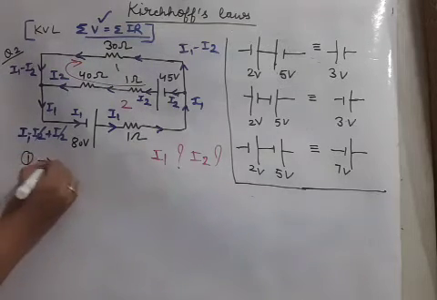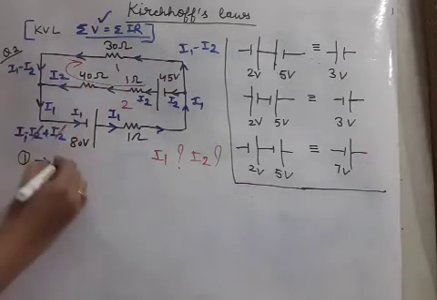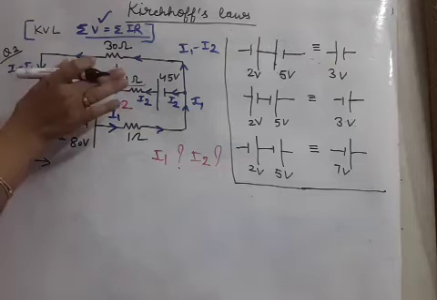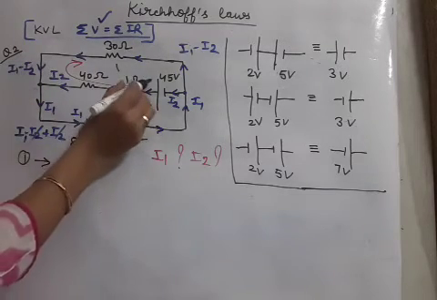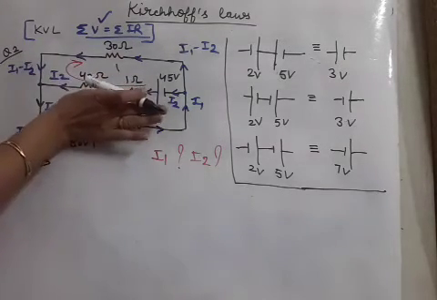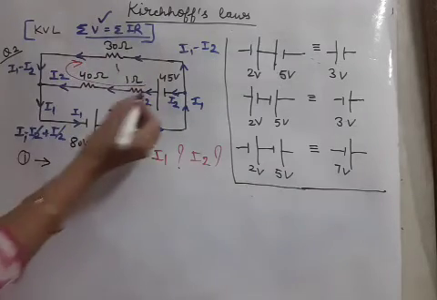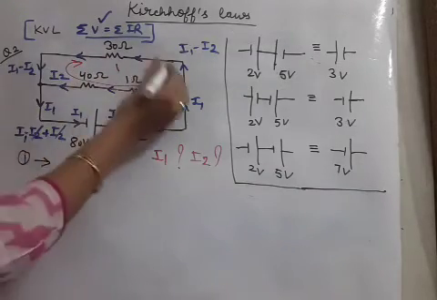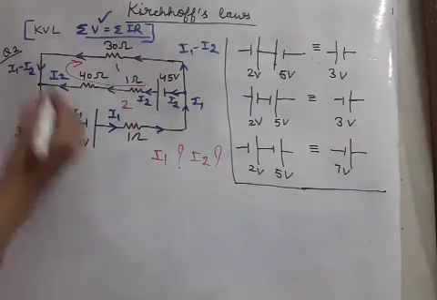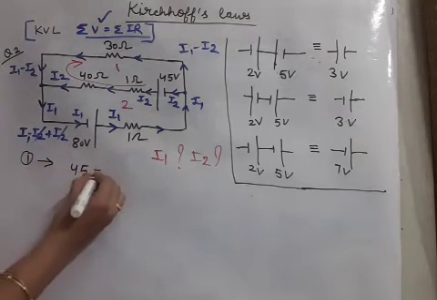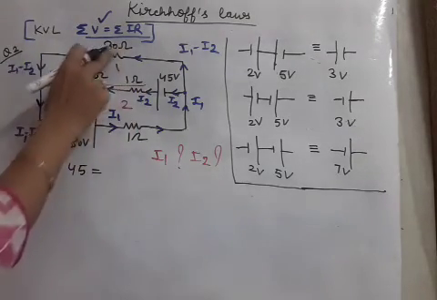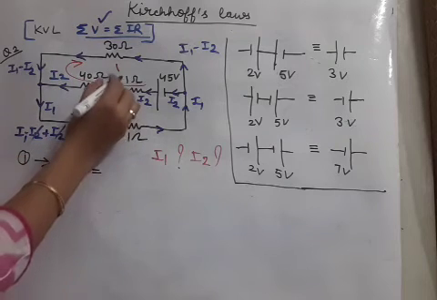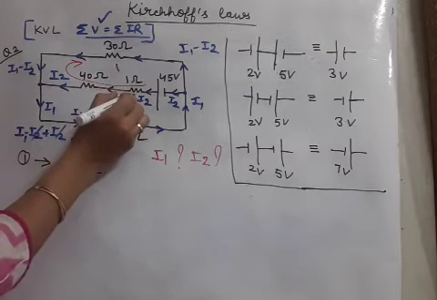For loop number 1, KVL says that summation V equals summation IR. So only see this upper loop, hide this lower side. What is the battery available in the first loop? Battery is 45 available. After that, 3 resistances are there.